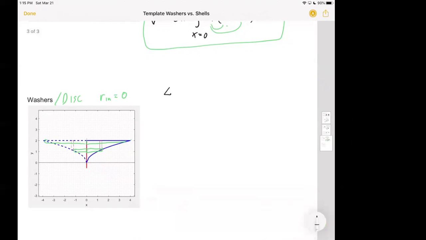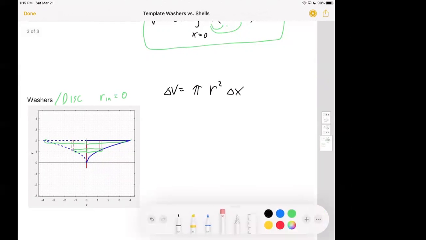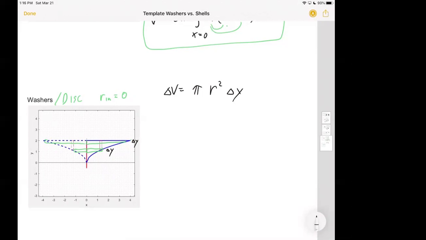So we could write a volume element, delta V is equal to pi, we just have an outer radius squared times delta x. So I'm sorry, there's a mistake there. That is not delta x thick, that is delta y thick. Okay, these are horizontally aligned, so the thickness in the vertical direction is the delta y. These are both very skinny, so they are delta y in thickness.